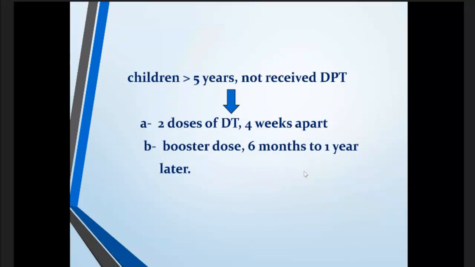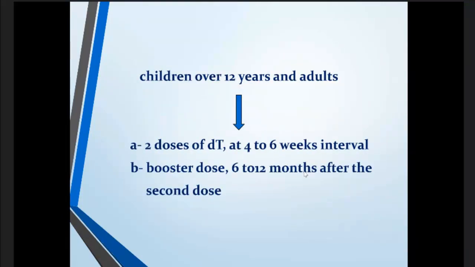Children who are more than 5 years of age and have not received DPT before should have 2 doses of DT, meaning only diphtheria and tetanus without pertussis, 4 weeks apart, and a booster dose to be given 6 months to 1 year later. For those over 12 years and adults, 2 doses of DT. Here when we see the d in small letter, it means lower concentration than the previous vaccine. This is given at a 4 to 6 week interval with a booster dose at 6 to 12 months after the second dose.